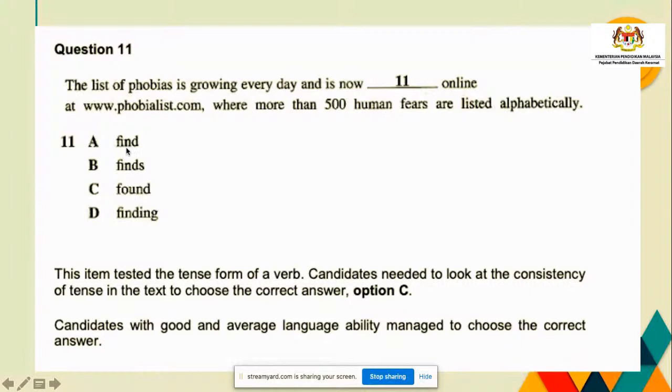Okay, is now fines online. Adakah fines online? Kenapa tak boleh fines online? Sebabnya benda ni memang dah ada. Okay, phobias ni memang dah ada di dalam website tu. So fine dengan fines salah. So bolehkah kita guna finding? Finding kalau nak guna dia kena ada verb kat depan ni kan. Tapi dia verb ni datang sebelum perkataan ni. Jadi yang paling mudah, yang paling tepat is now found online. Sudah dijumpai. Okay, merujuk pada benda ni memang dah ada. So yang paling tepat dekat sini is found, telah dijumpai. Okay, so jawapan dia adalah C.